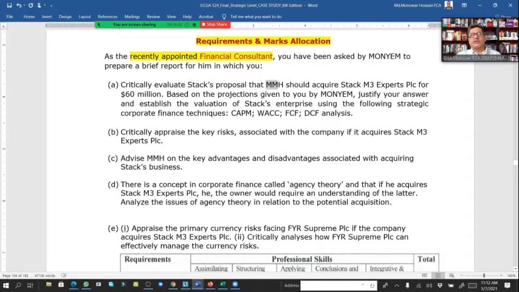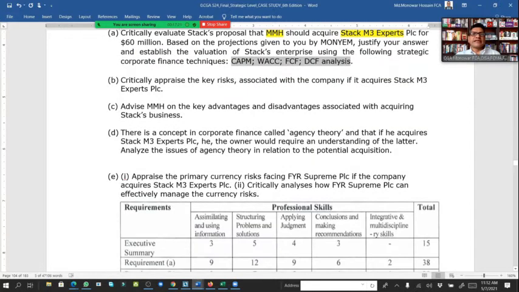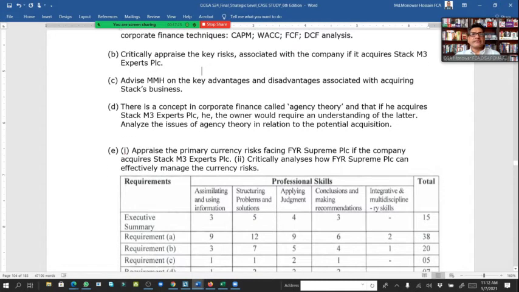MMAs has one proposal within the question: whether to acquire 3 expert PLC, another company, for 60 million, based on the project given to you. Justify your answer and establish the valuation using the following methods, for example CAPM, weighted average cost of capital, FCFF, DCF, etc. Critically appraise the risks associated with the companies and advise MMAs on the key advantage of acquiring that business.